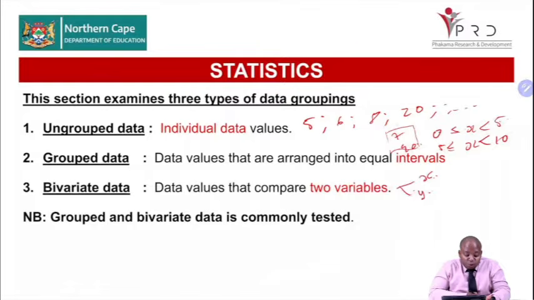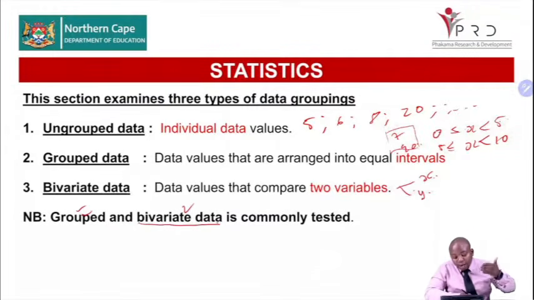And we need to note the following: the grouped data and bivariate data are commonly tested. So you need to make sure that you strengthen yourself when we are looking at the grouped data and the bivariate data. Remember, this bivariate data is the one that focuses mostly on the scatter plots. And we know that with our grouped data, we are working with intervals and the frequency together with the ogive curve.